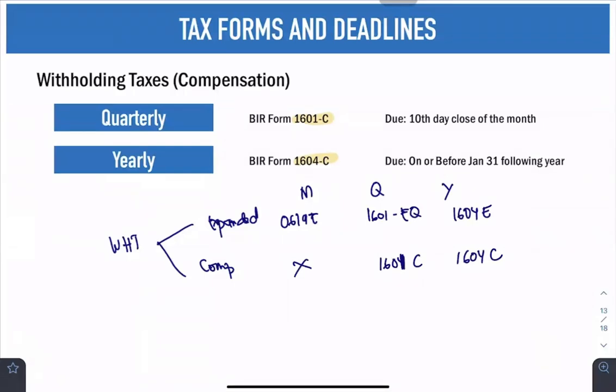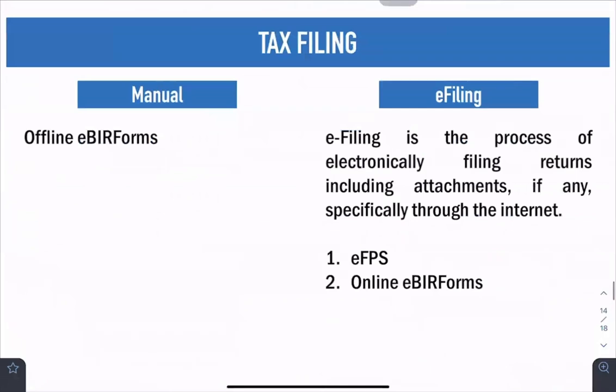Now, how do we file? So you can file either offline or you can file online. So what is online? E-filing is the process of electronically filing returns, including attachments, if any, specifically through the internet. And what are the modes? That is either EFPS or online eBIR forms. Okay, so let's review everything that we have learned here.